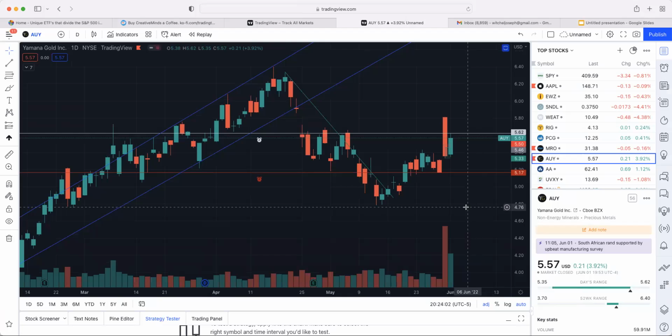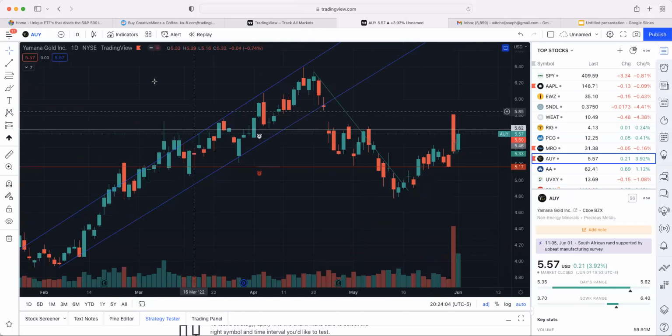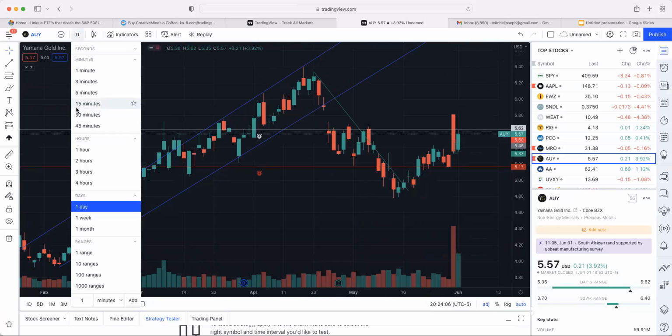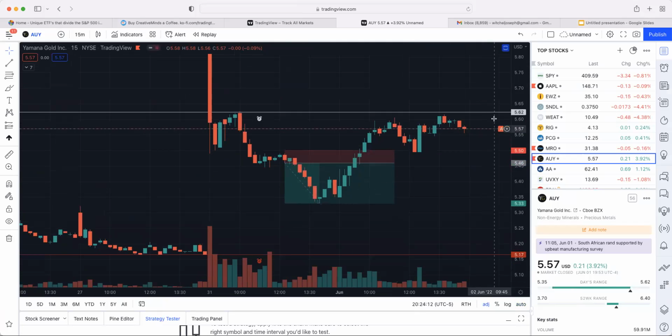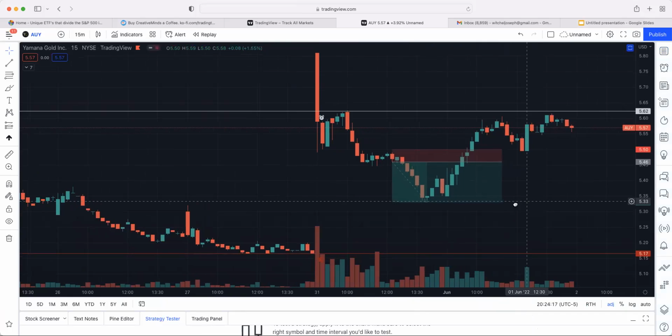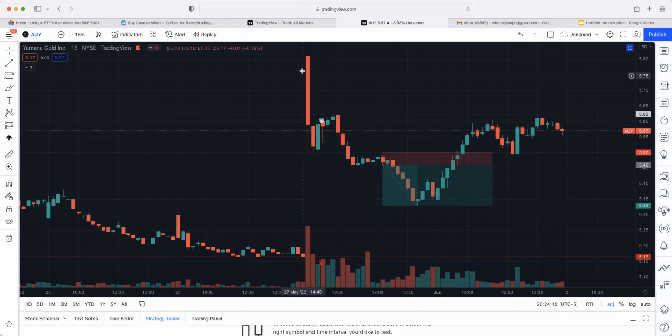So let's see. I think I'll go to 15-minute. Yeah. So look at this. You see my screen? Yes. So if you look at it, right? From this day, this is the close yesterday, right? Yesterday's close. And then you see today it gapped up.